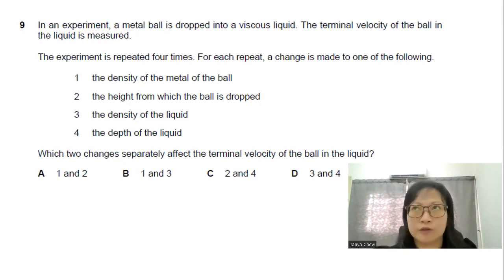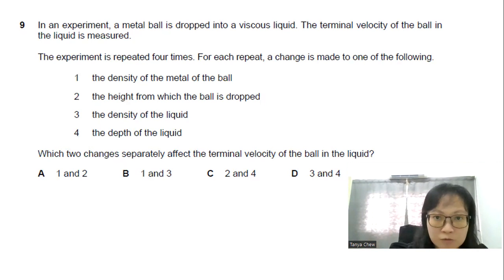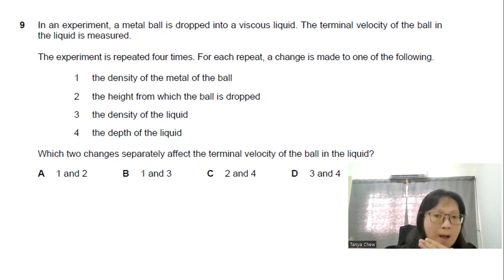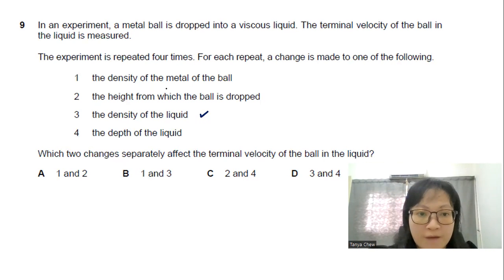Now let me define terminal velocity first. Terminal velocity is the maximum velocity achieved by this metal ball when the weight of the metal ball is being offset by the viscosity of the liquid, or the resistance of the liquid. So the terminal velocity definitely will be affected by the density of the liquid. And it also will be affected by the density of the metal because it is related to the volume as well, surface area of the ball. Therefore, the answer is B.